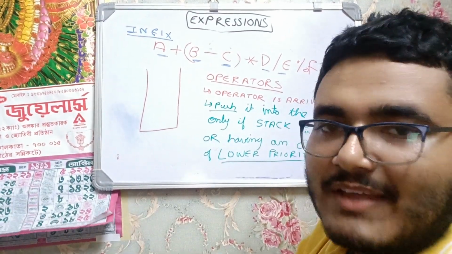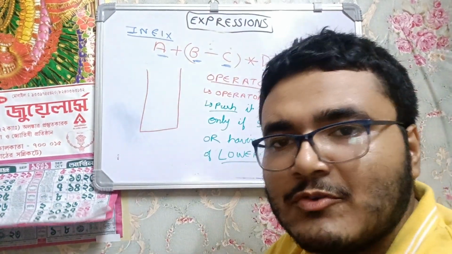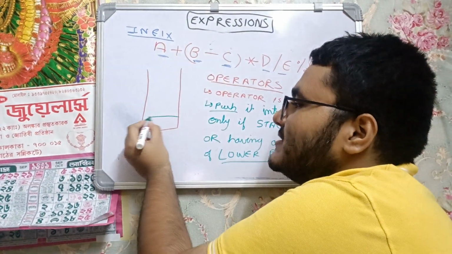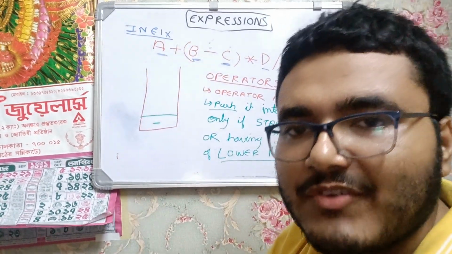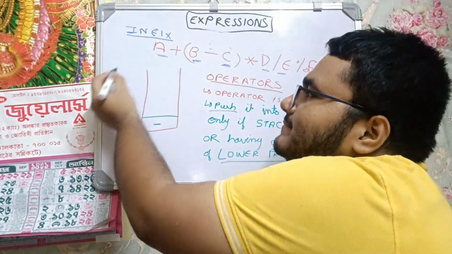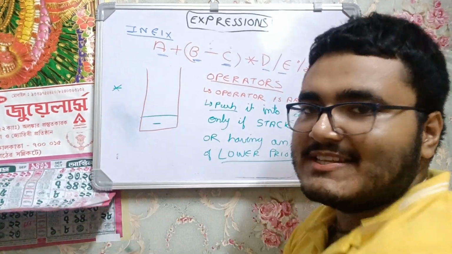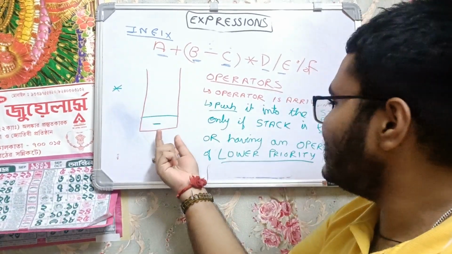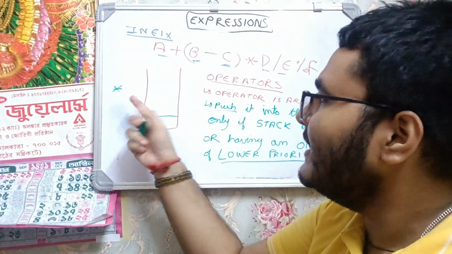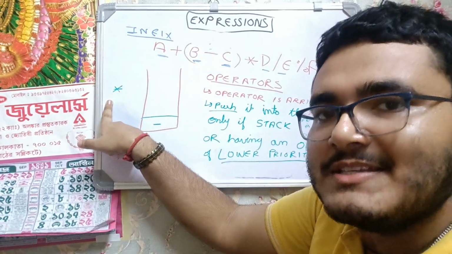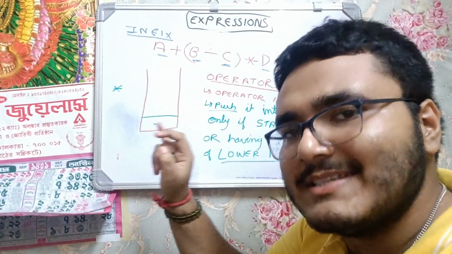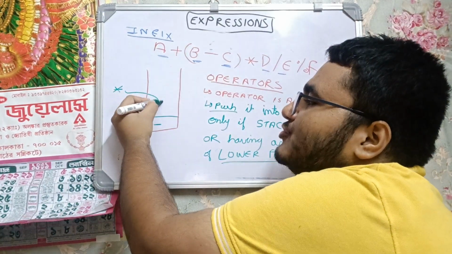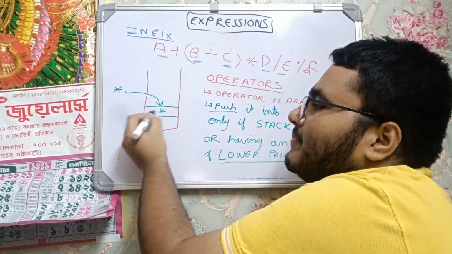Say suppose in the stack I am having minus, and while calculating, an asterisk is arriving. So the stack is having an operator of lower priority; the approaching operator has higher priority than the minus, yes or no? In that case, simply push the operator, no issues.